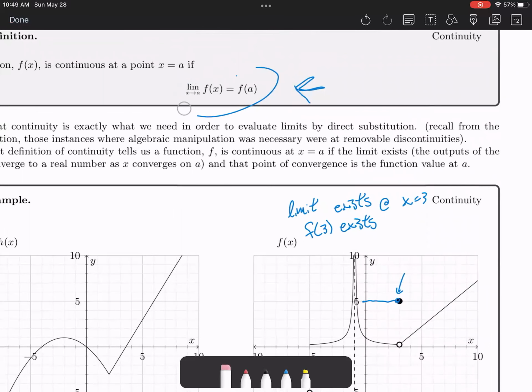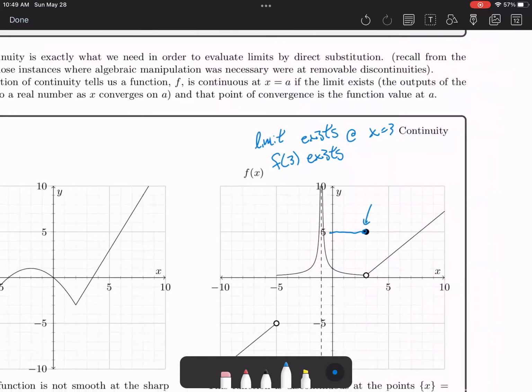So back up here, this exists and this exists, but are they equal to each other? And no, right? The limit is 0.25. The actual function value is 5. Again, you cannot draw that without picking up your pencil. So it's discontinuous there. We call that a removable discontinuity.